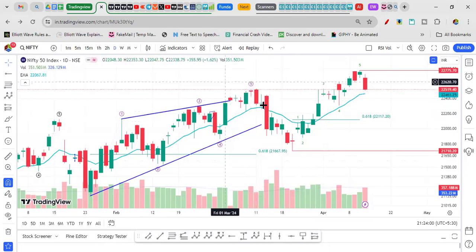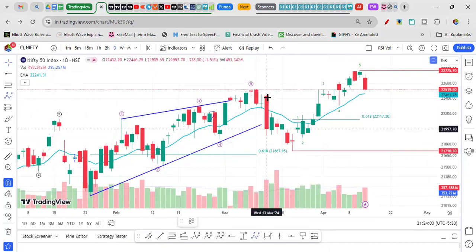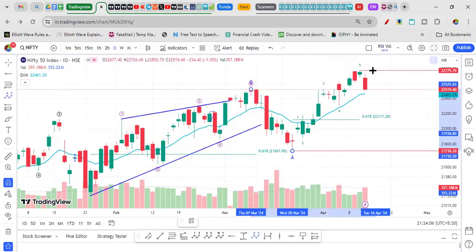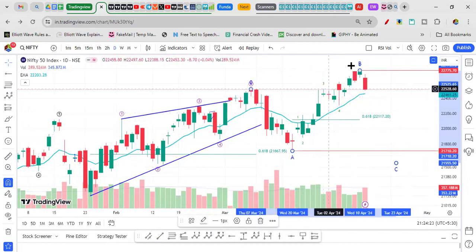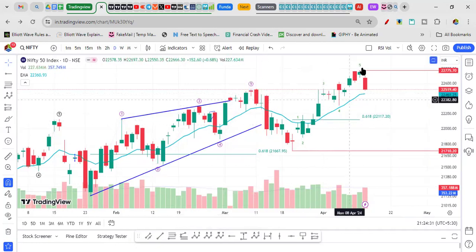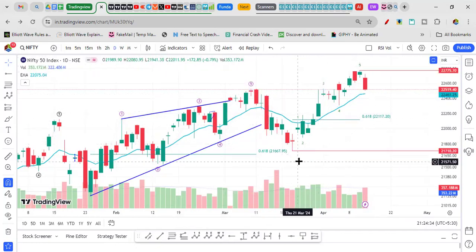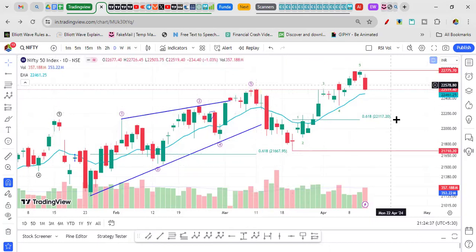Another pattern that can form here, based on an expanded flat, is like this. So you can assume this as wave A, this as B, then this as C. For this to be a B wave, this must be a 3-wave structure. But when we label internally, it looks like a 5-wave structure. So this is my secondary pattern. Until this level, 21,710, is broken, I will not consider this pattern as my primary pattern. So this is just a possibility. The retracement that it has given is also not a big one. Okay, it's within the limit. So this expanded flat also is a possible scenario.